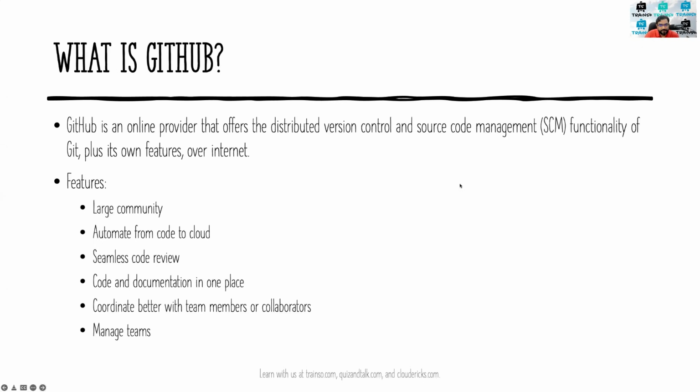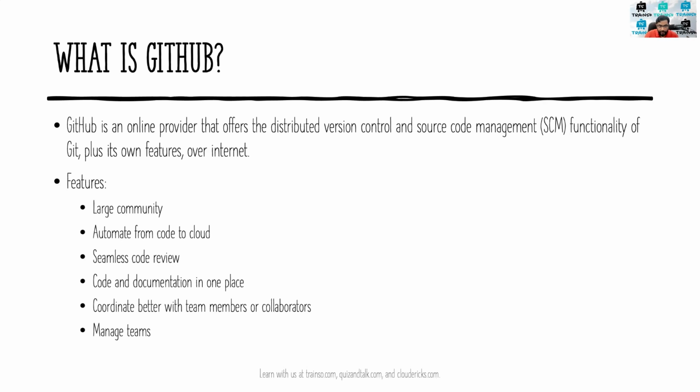And what is GitHub? We have talked about central source code repositories and then distributed version control. Now we are going to talk about one of the providers that provide Git as a service. GitHub is an online provider that offers the distributed version control and source code management functionality of Git plus its own features over the internet. Over the internet, as a service, right?